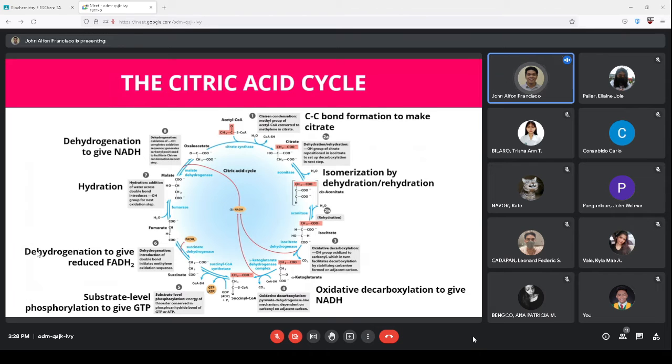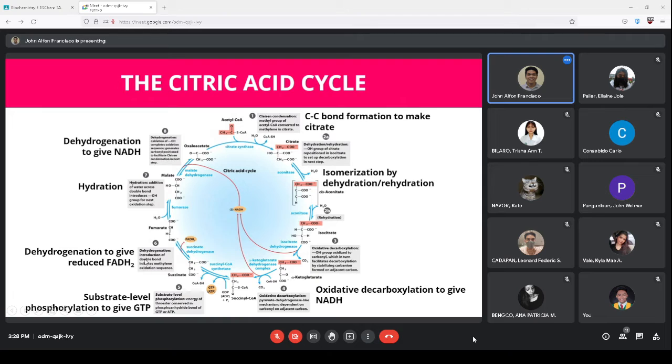Okay, so the citric acid cycle, ito yung itsura niya. So you have 8 steps here, and it involves different types of reactions. You will be having formation of citrate, nagkakaroon ka ng isomerization, oxidation, where you will be producing carbon dioxide. Then another phosphorylation, where you transfer a phosphoryl group to another phosphoryl group acceptor. Then you undergo dehydrogenation to give reduced FADH2.